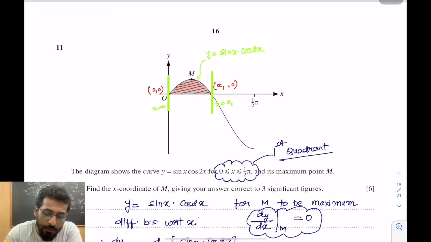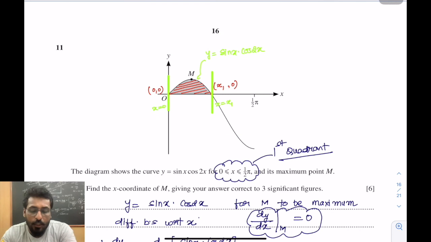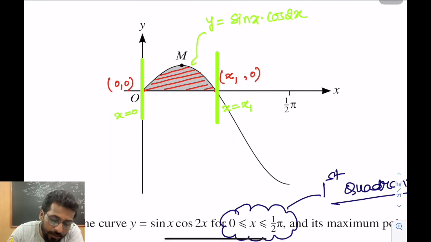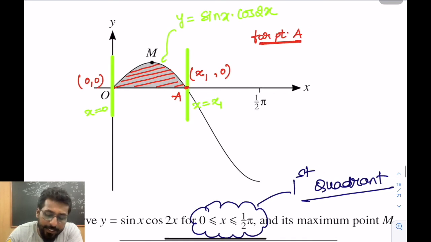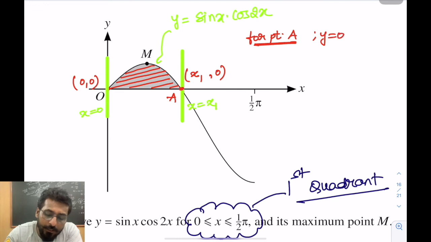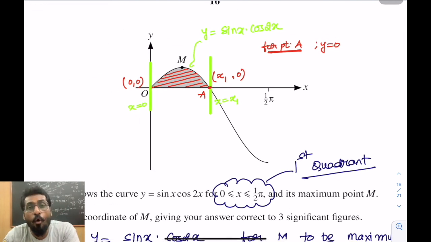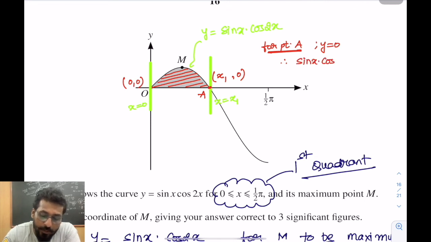I think that color is not visible. So I'm going to plug the value of y as 0. For this point, I can call it A. So for point A, y coordinate is 0. That means I can say sin x multiplied with cos 2x will become equal to 0. So that means either sin x is 0 or cos 2x is 0.